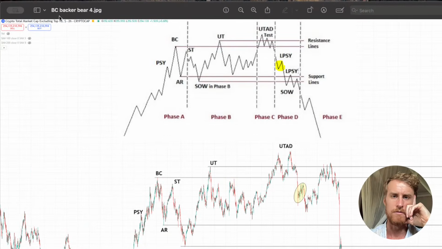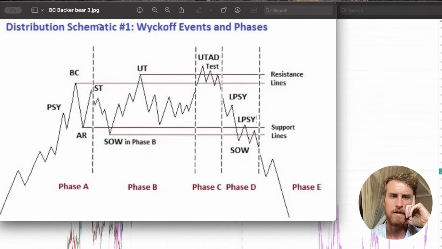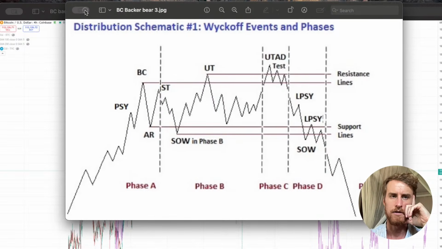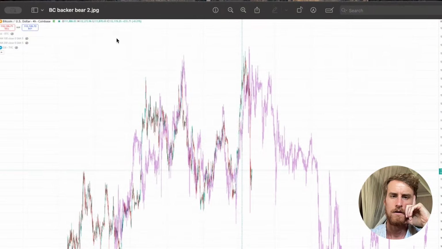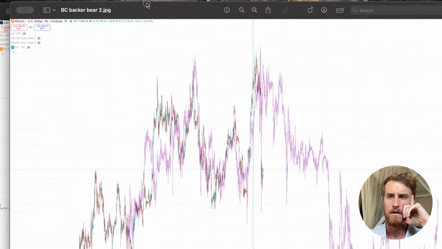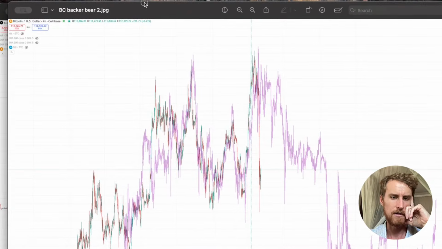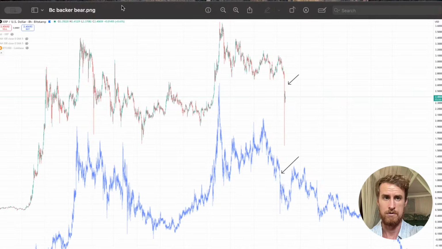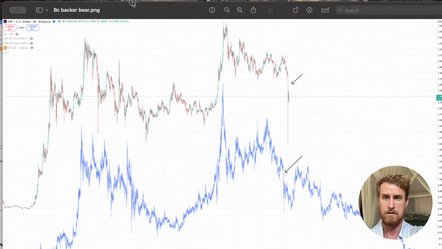This is Wyckoff distribution again. Here's the schematic of the Wyckoff distribution. And yeah, this is looking very similar to the purple line, the start of the bear market in 2021. And we just got a massive liquidation dump. So unless we get a new all-time high, this is not looking good. Could be the start of the bear, which means number go down for a certain amount of time.